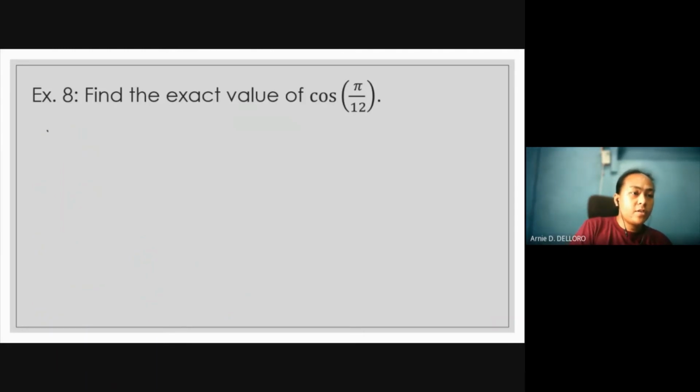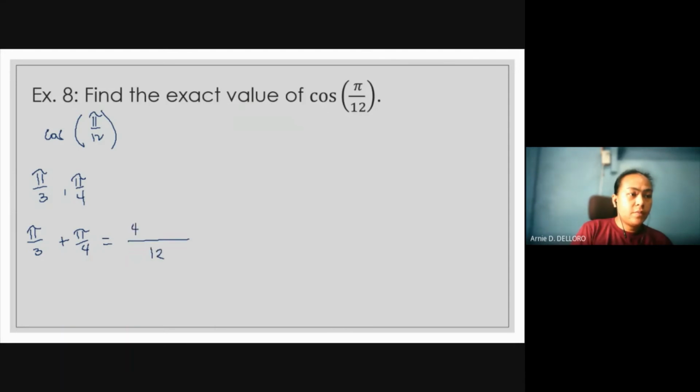We have, again, cosine pi over 12. Sige, try natin. Meron tayong pi over 3 at pi over 4. Sige, try natin. Let's add pi over 3 plus pi over 4. This will give us 12, 4 pi plus 3 pi. So this is 7 pi over 12.